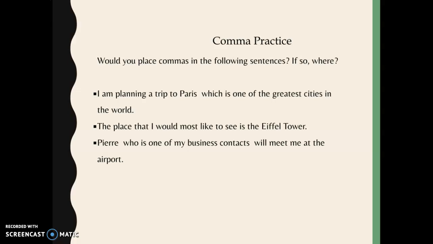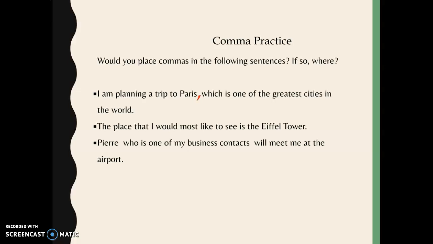So the first example needs a comma after Paris to set off the non-essential phrase. So it would be, I am planning a trip to Paris, comma, which is one of the greatest cities in the world, that being the non-essential phrase. The second example requires no comma. The phrase that I would most like to see is essential to the meaning of the sentence. The sentence will not make sense without this essential phrase.